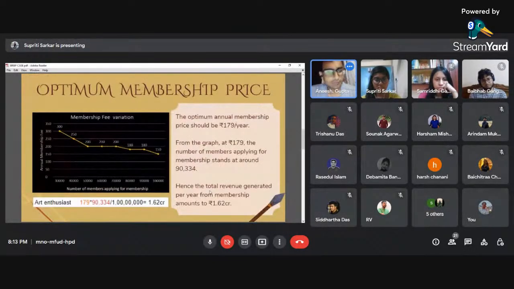So, coming to the second question, we are trying to optimize the membership prices. From the graph, we could see 180 is almost the number where the revenue is maximum. Thus, according to our own calculations, we arrived at the figure of 179 rupees per year. And at this number, there is a huge psychological implication on the art enthusiast, thus ensuring maximum profits and revenue. Over to you, Shruti.